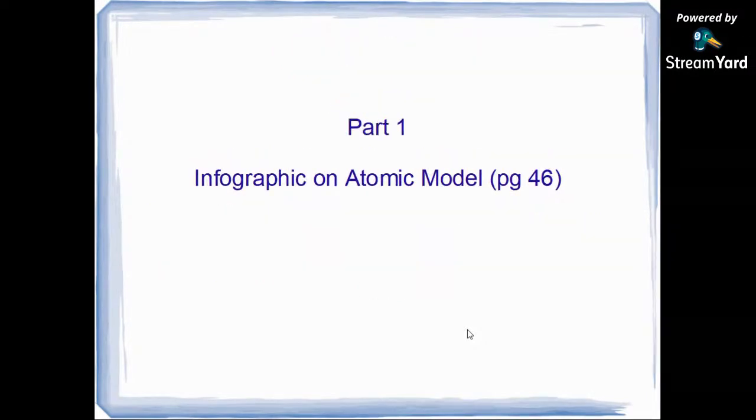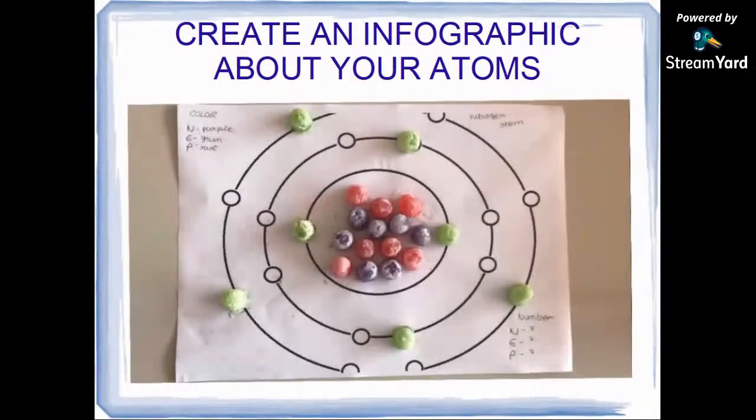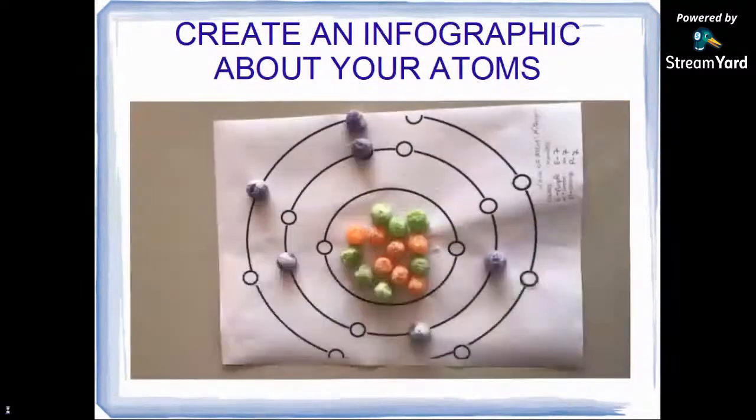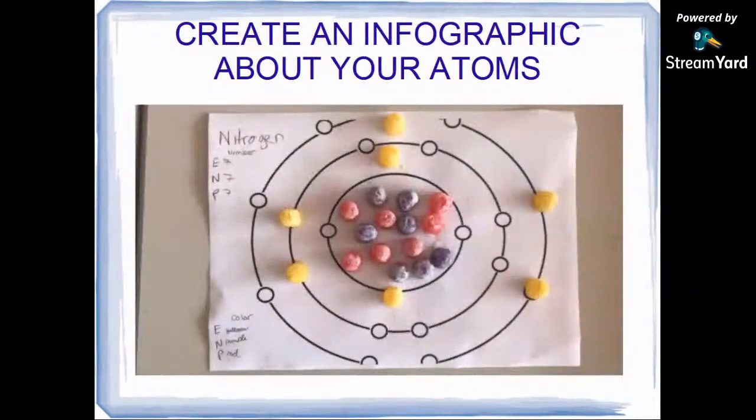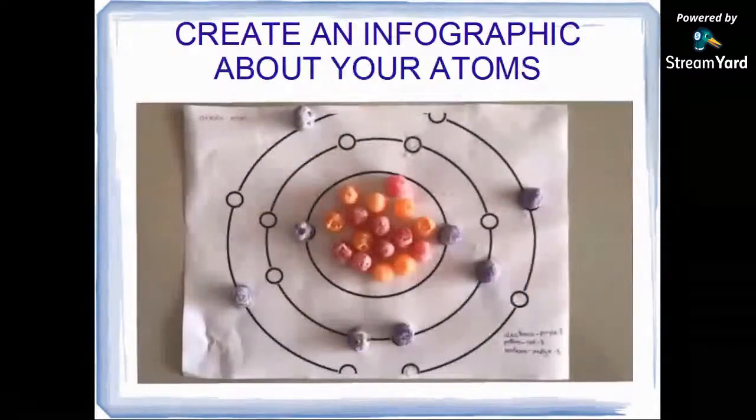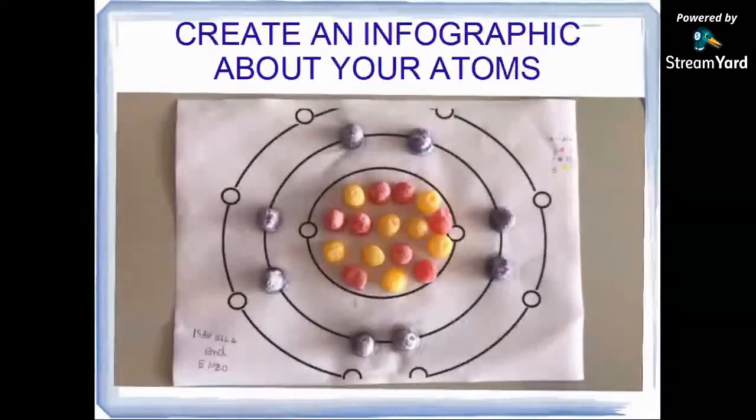So first things first, guys, infographic on the atomic model. Before everybody had to go home, remember we did this little project in class and you guys made a nice little atomic model. They look beautiful. We have some nitrogen. Here we have some oxygen. Look, Isabella and Enzo, they wrote their names on it.